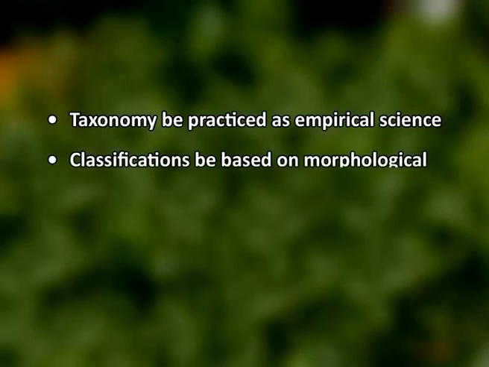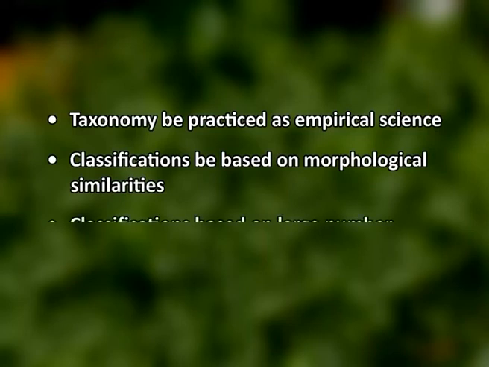Now, the principles of numerical taxonomy. Sokal and Sneath proposed 7 main tenets of numerical taxonomy, which are: number first, taxonomy should be practiced as an empirical science. Number second, classifications should be based on morphological similarities.